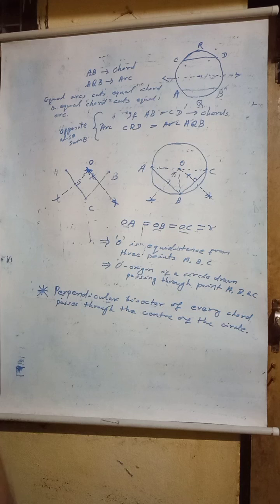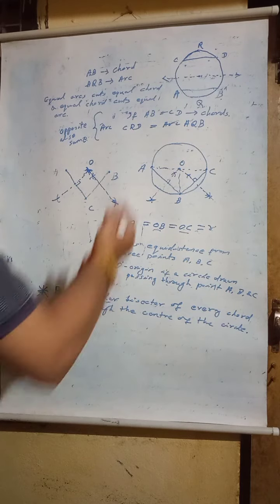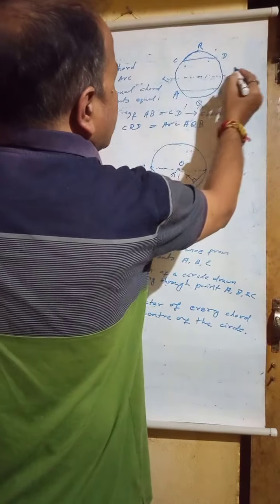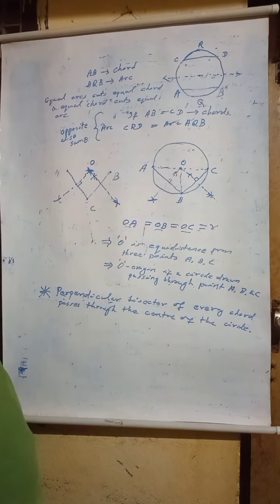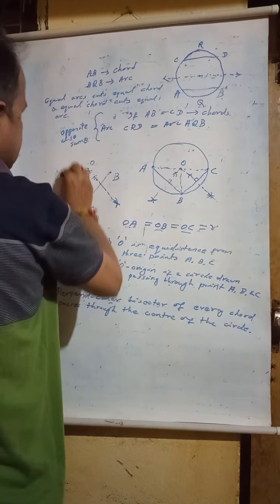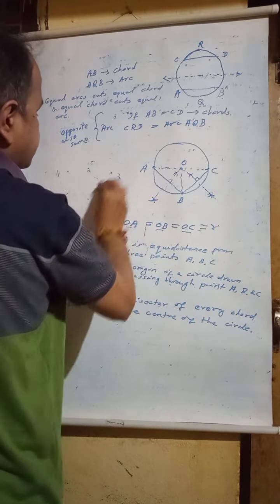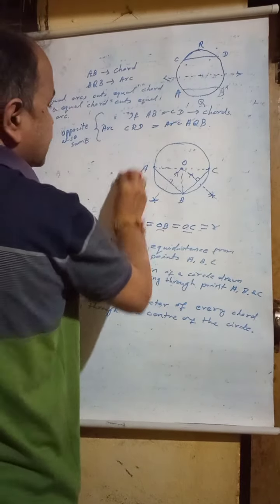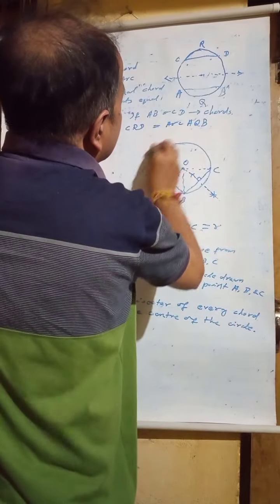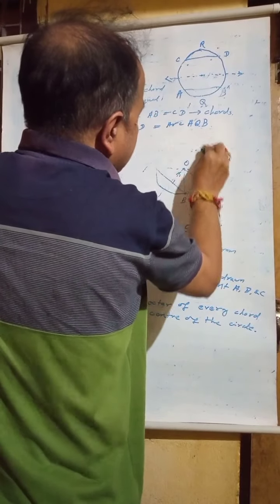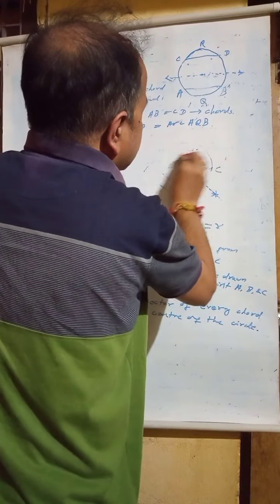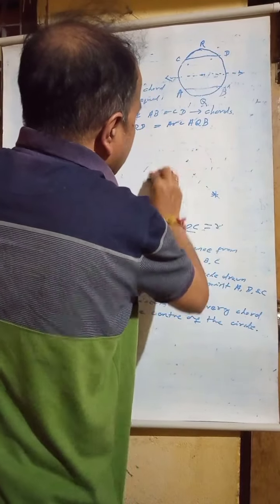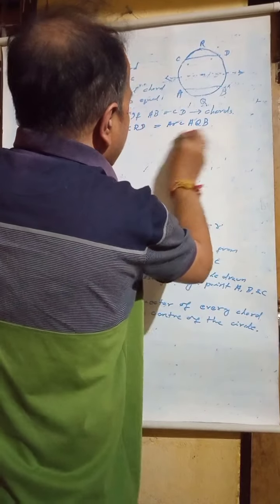And if arcs of two equal congruent circles are equal, they cut equal chords. It may be one circle or it may be two congruent circles. Congruent circles means circles of the same radius, same diameter. In the case of congruent circles also, it is the same thing. If two arcs are equal, then chords will be equal. If two chords are equal, then arcs will be equal.